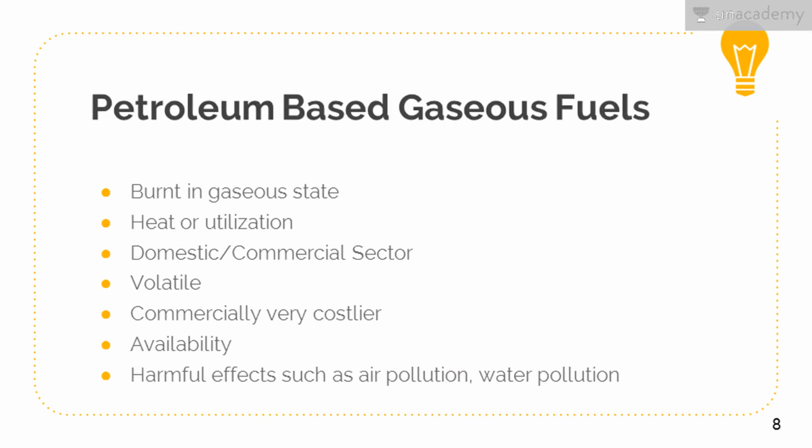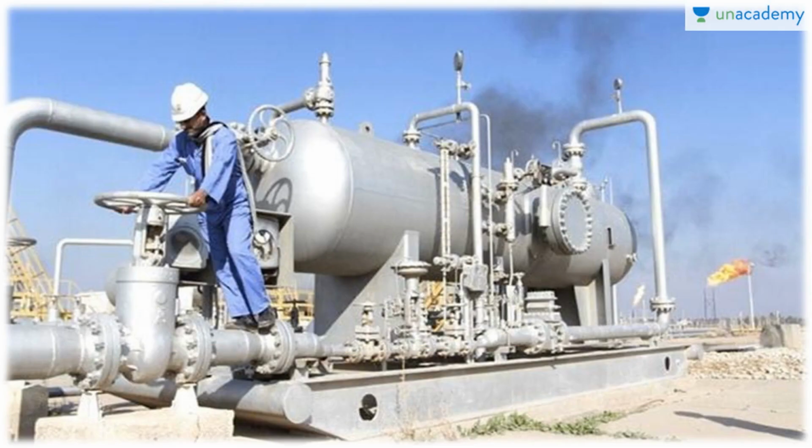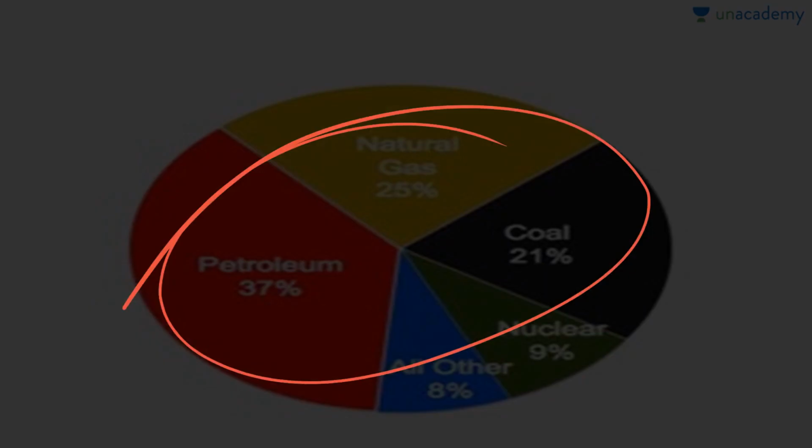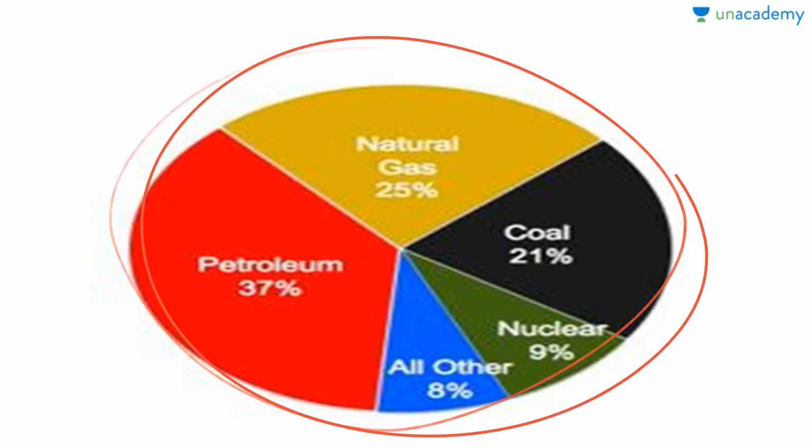Petroleum based gaseous fuels are fuels which are burned in the gaseous state. They are used for their heat or utilized for power production purposes. They are used in the domestic and commercial sector. They are highly volatile, so they react with the gases in the atmosphere and create hazardous effects. They are commercially very costly. The availability depends upon the area and the environment, and harmful effects such as air pollution and water pollution are given out by these fuels. You can see here the emissions out of the gaseous fuel plants. So this is the total range of how the whole petroleum product is used.